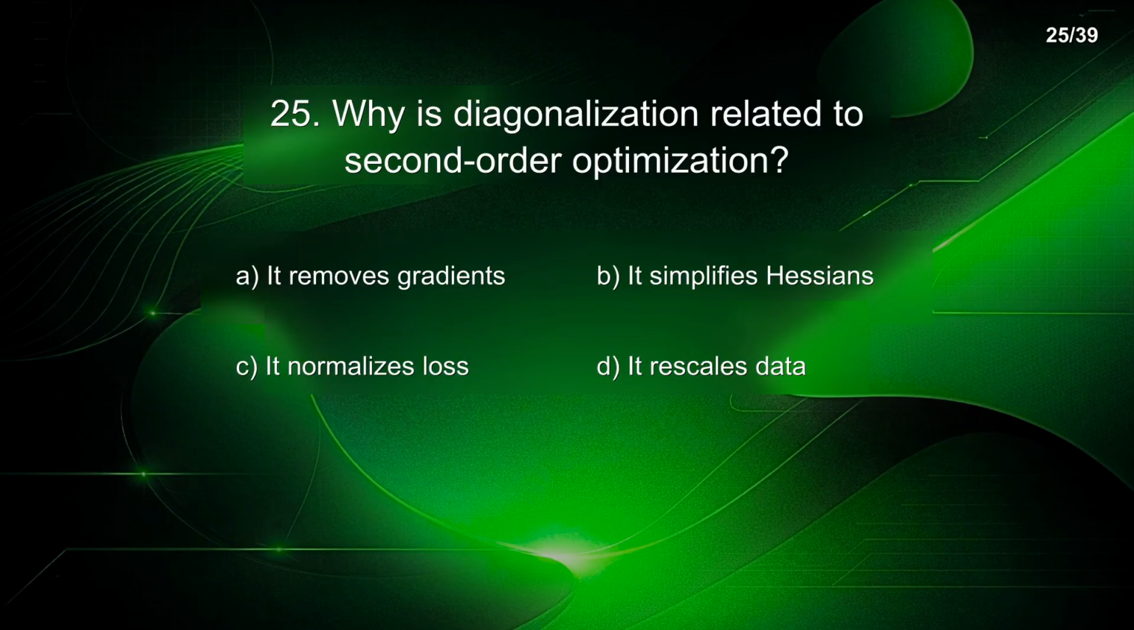25th question. Why is diagonalization related to second-order optimization? A. It removes gradients. B. It simplifies Hessians. C. It normalizes loss. D. It rescales data. Correct answer is B. It simplifies Hessians.